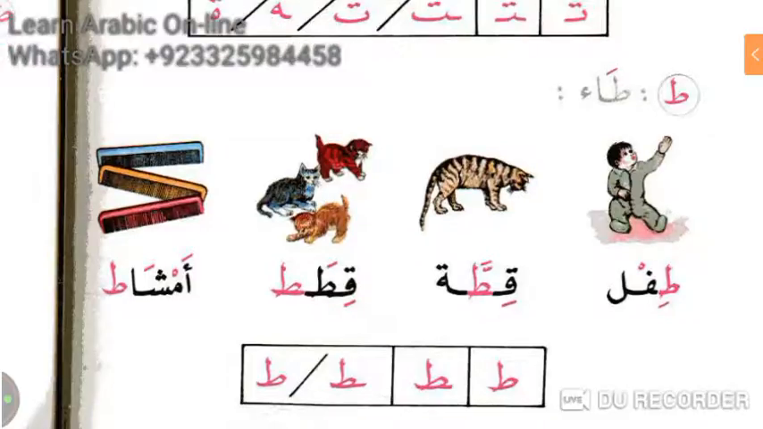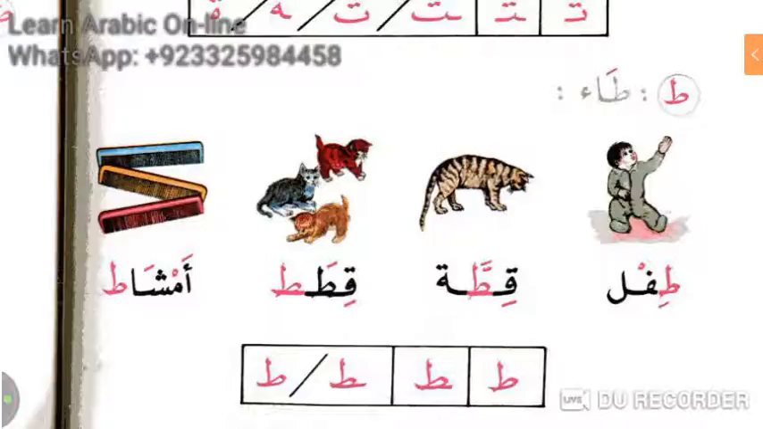Tiflun. Is that the baby boy? Yes, tiflun means child. And qittatun is the cat. Good. And qitatun is cats, plural.